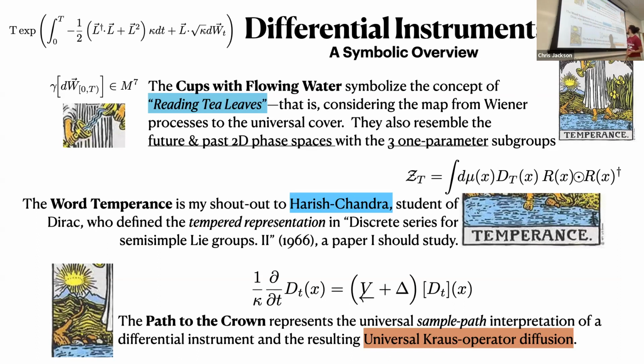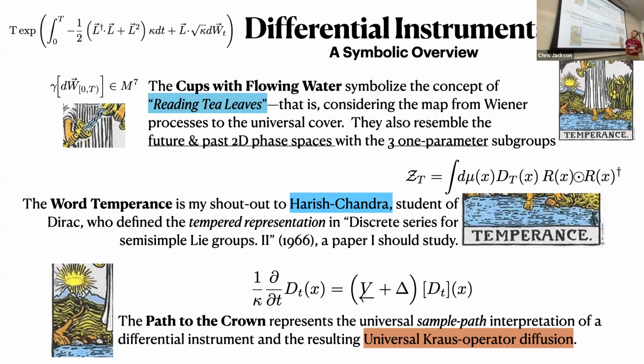Okay. And then the word temperance, like I was telling you guys, is in reference to the tempered representation, which was a very important feature of thinking about the measuring instrument in terms of the Krauss operator density.